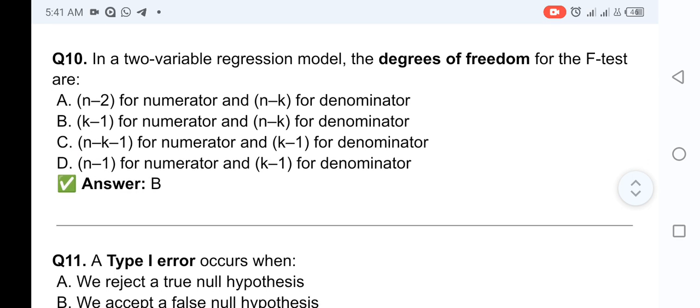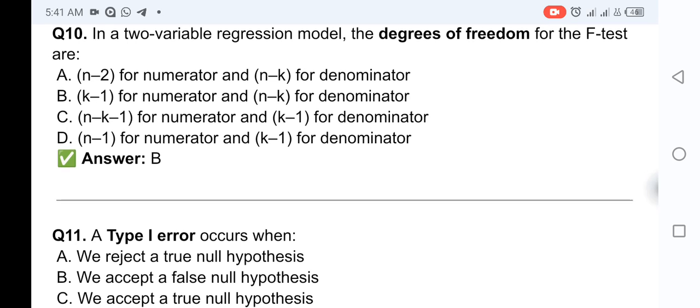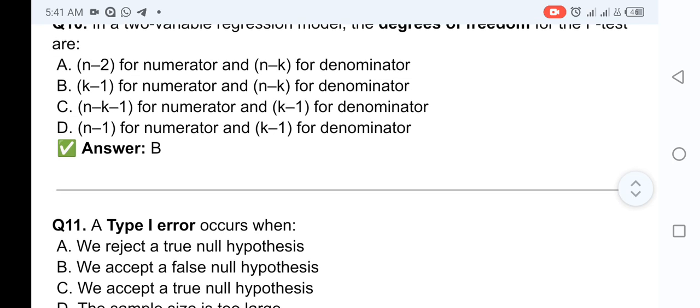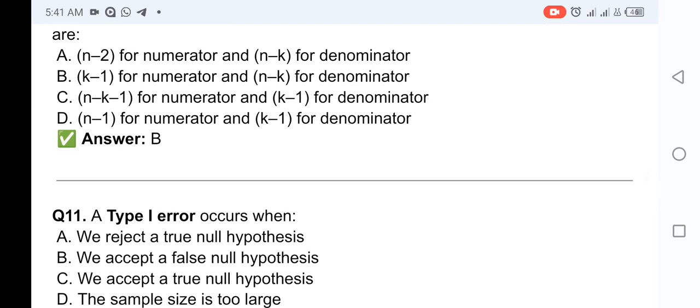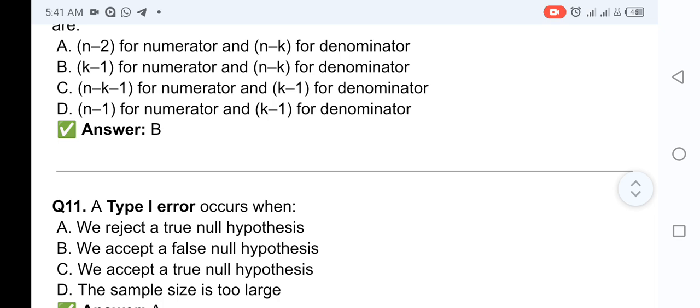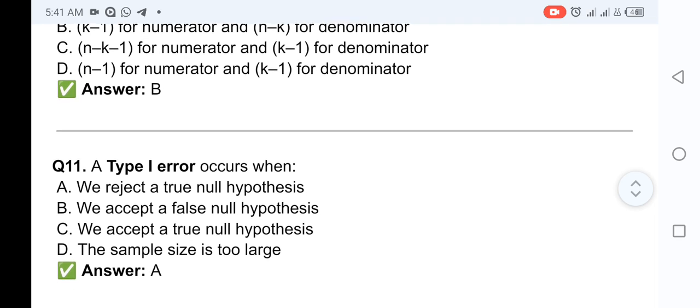B. k-1 for numerator and n-k for denominator. C. n-k-1 for numerator and k-1 for denominator. D. n-1 for numerator and k-1 for denominator. Answer B. Q11. A Type 1 error occurs when A. we reject a true null hypothesis.